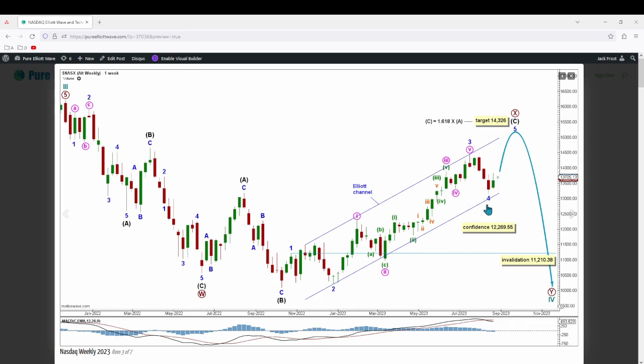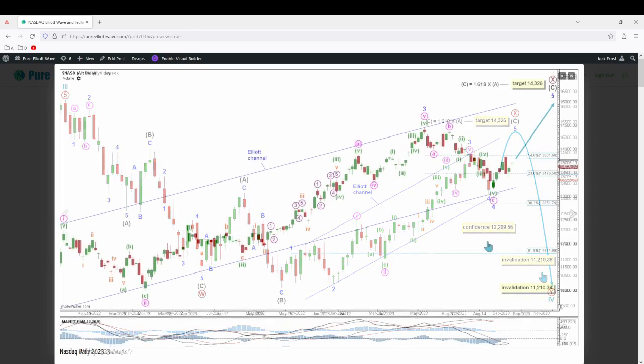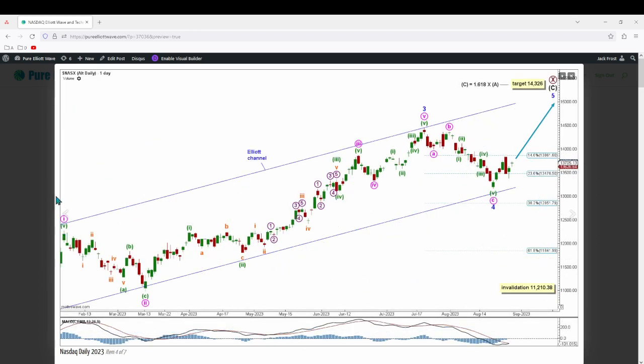Though if minor 4 does continue any lower, it cannot move below the end of minor wave 1 at 11210.38. And on the alternate daily chart, with the end of minute wave 1 within minor wave 3 over here, minor wave 4 is expected to be over at this low with the same V bottom that we see on the main weekly chart. If minor wave 4 does move below support on this Elliott channel, the structure may have to be relabeled. Though if it does continue any lower, we will first expect it to find support at the lower edge of this Elliott channel.